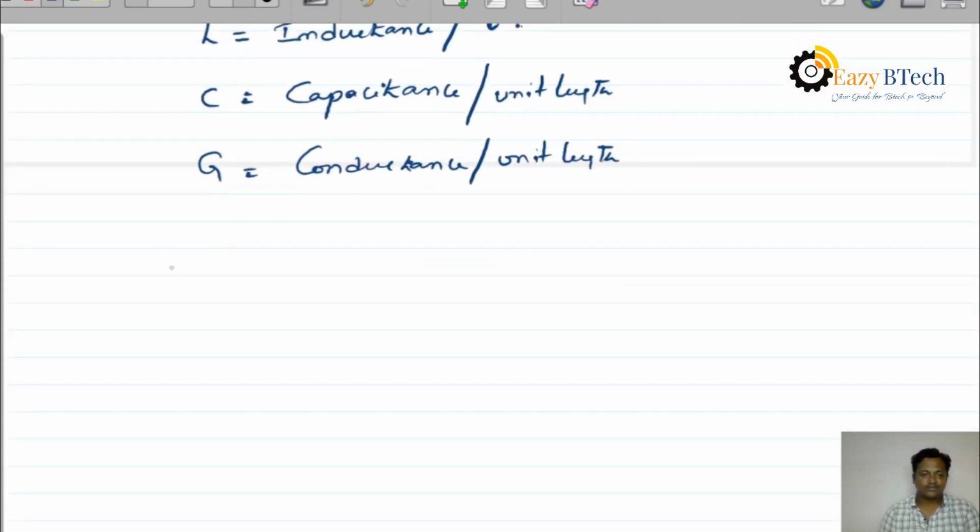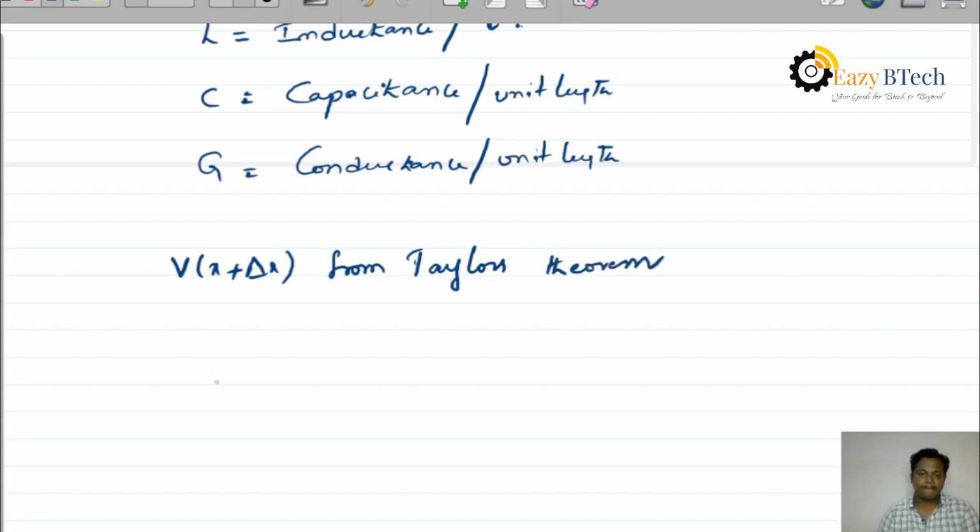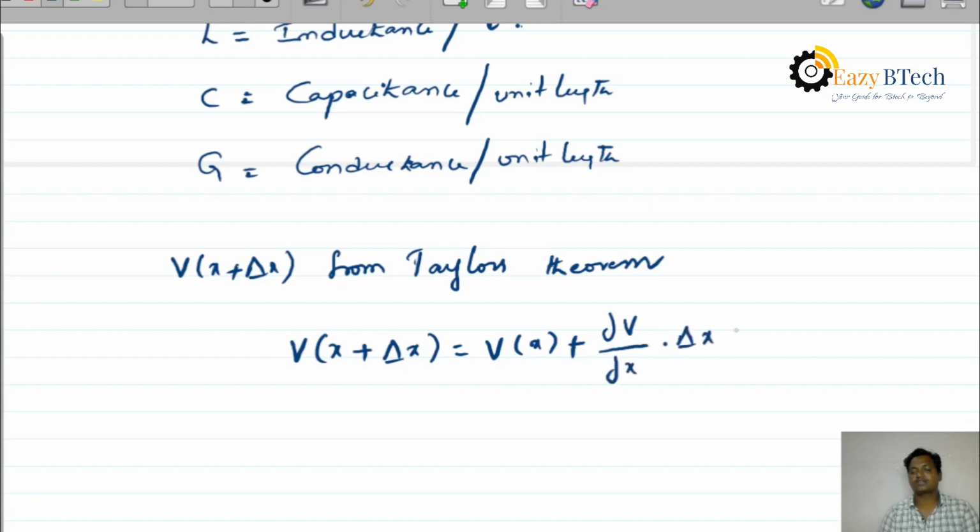Therefore, the voltage after x plus delta x distance, from the Taylor series, is the voltage up to x plus, in a small distance, dou v by dou x into delta x.